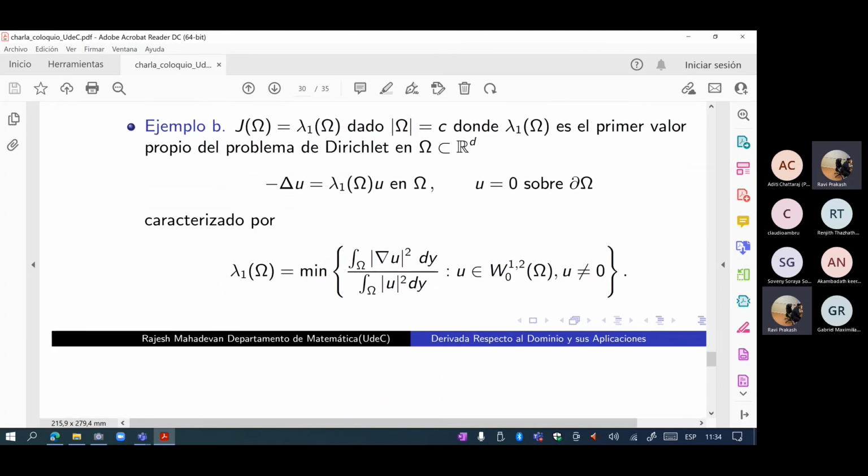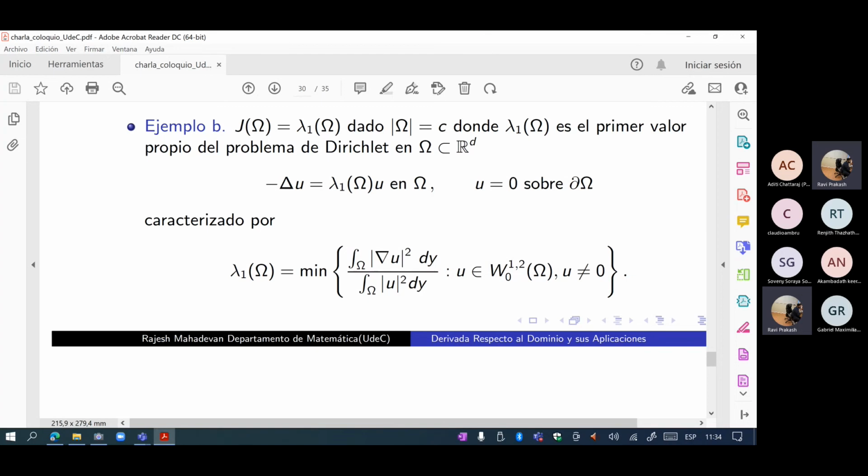Yeah, so the base frequency of the drum can be written as the minimum of some quotient of integral functionals. One is the energy of the vibration, and here it's some amplitude of the vibration. So this minimization has to be done first of all in some Sobolev space, and you need to know that this minimum exists. And actually it corresponds to an eigenvalue problem, minus Laplacian u is lambda 1 u, where lambda 1 will be the first frequency of this domain, the base frequency.